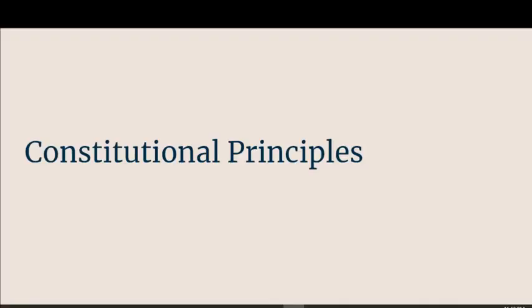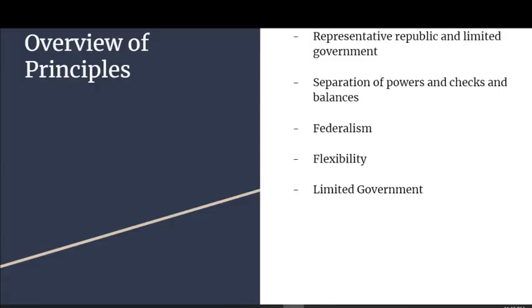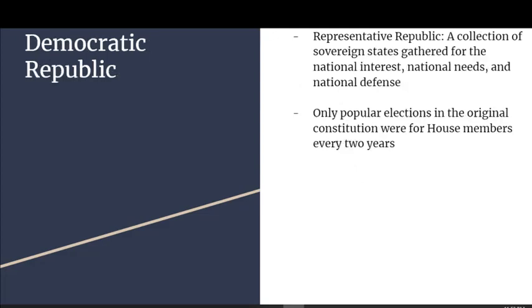Now we need to get to learn the constitutional principles. So here's an overview of what the principles are going to look like. We need to understand representative republic and limited government, separation of powers and checks and balances, federalism, flexibility, and limited government once again.